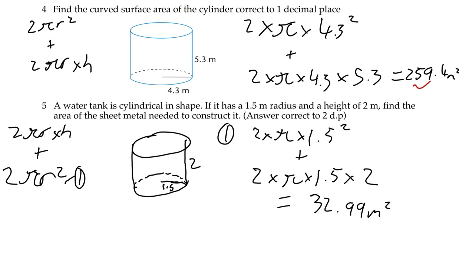The next one is the same thing. You just have different values. For whatever reason, I put them in a different order on the side, but it's addition, so it doesn't matter which order you do it in. So 2 pi r squared is my circular faces, 2 times pi times 1.5 squared, plus 2 times pi times 1.5 times 2. That's the radius, and that's your height. And when you put those two together, you get 32.98 something, which rounds up to 32.99 meters squared.